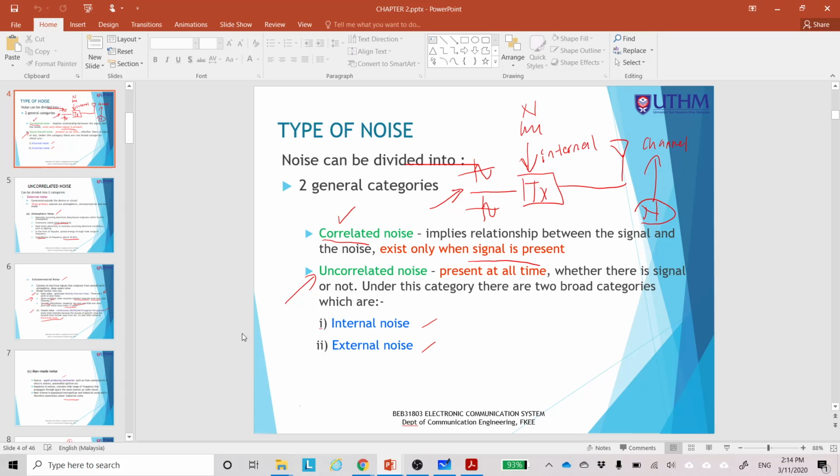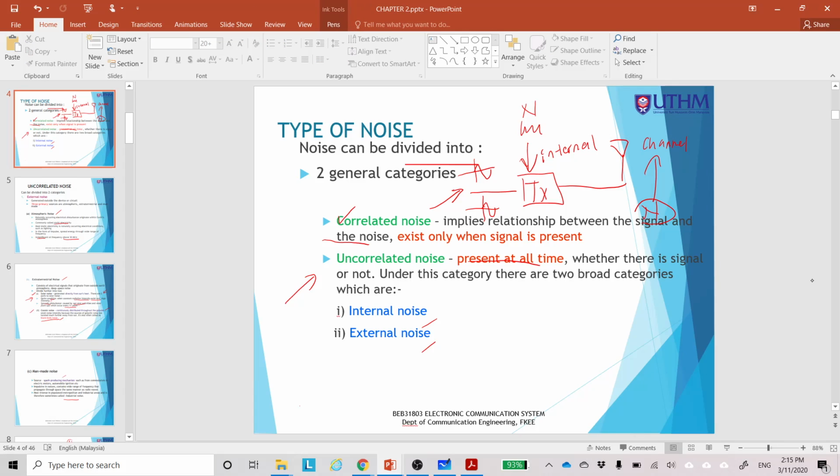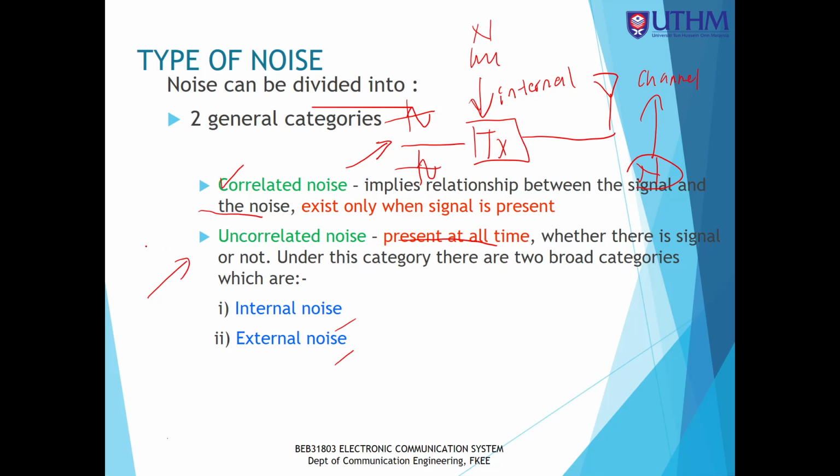So correlated noise is the noise that happens only when there's an input signal in the system. Okay, that's what we call as a correlated noise. Okay, for uncorrelated noise, so the noise always present although there's no input signal. Okay, noise tetap akan berlaku walaupun tidak ada input signal. So this is what we call as the uncorrelated noise. Okay, so uncorrelated noise ada dua bahagian yang besar, iaitu internal noise dan juga external noise.